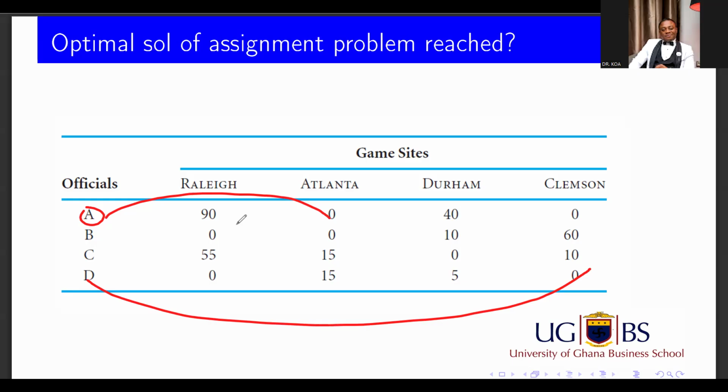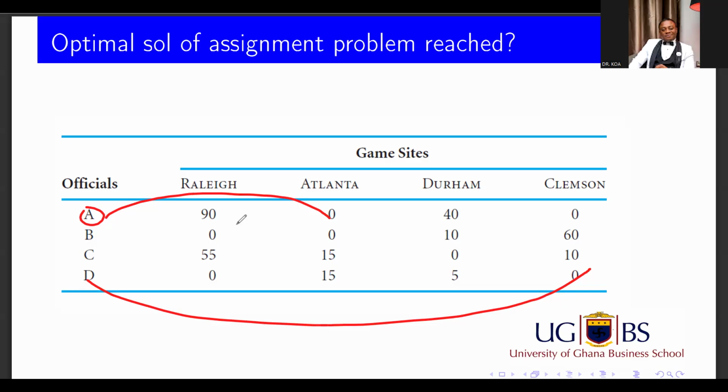Because of the distances associated between, okay, so for example, if D goes to Atlanta, if A goes to Clemson, as you are saying, that means Clemson is taken, isn't it? Yes. So you'll be forced to take D to where? To Raleigh.